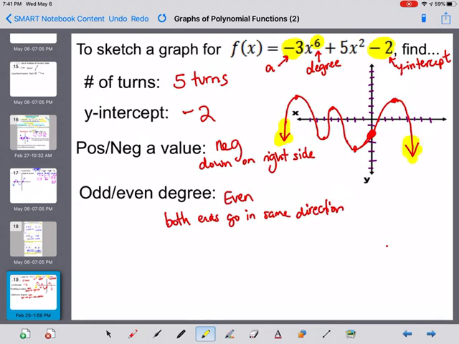And let's take a look at that. On the left side and on the right side, they're both going down, and that matches with the fact that it's an even degree.